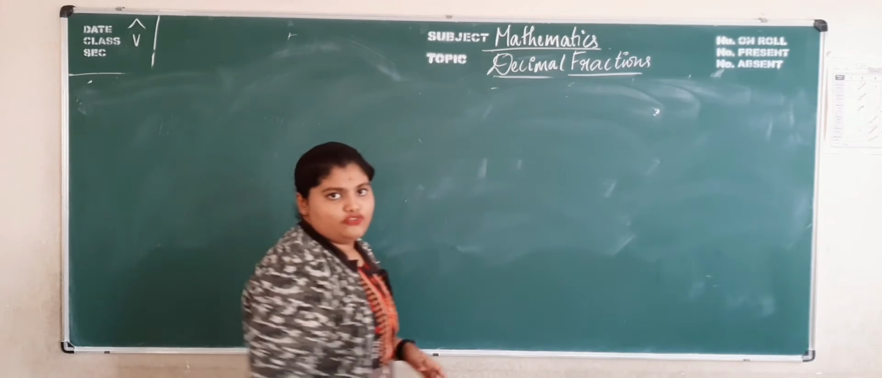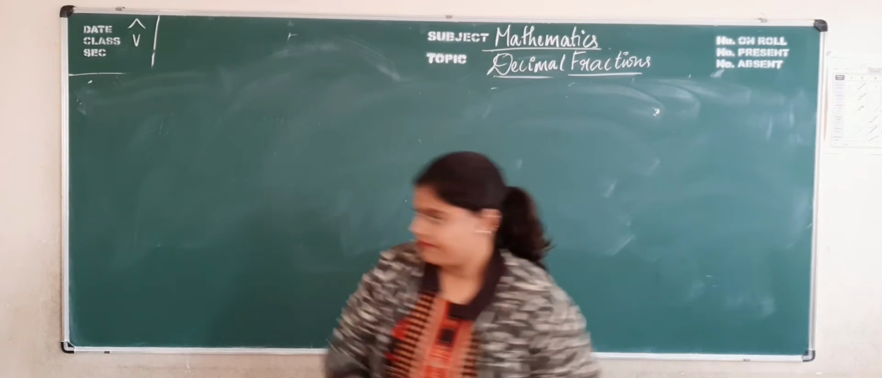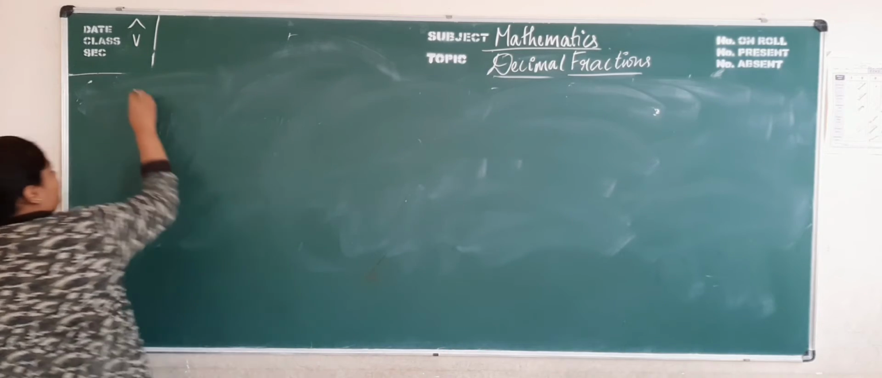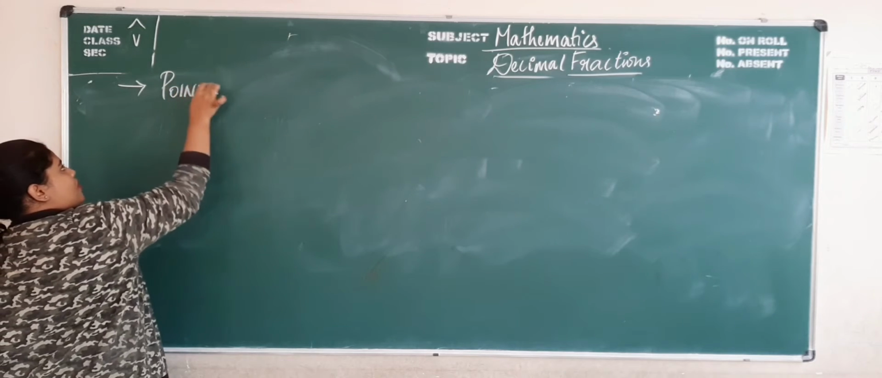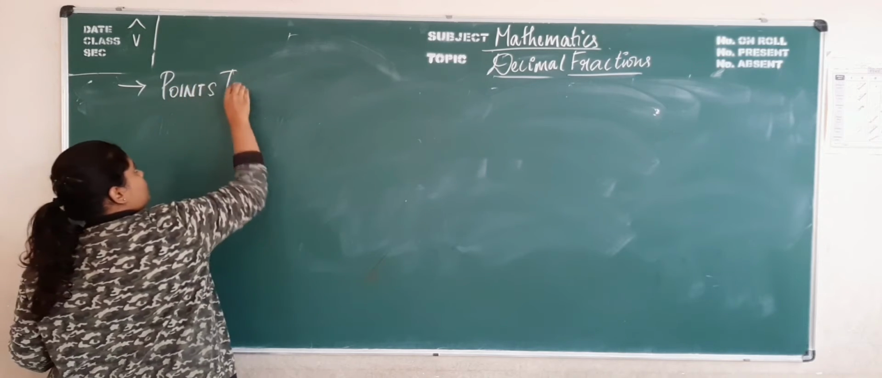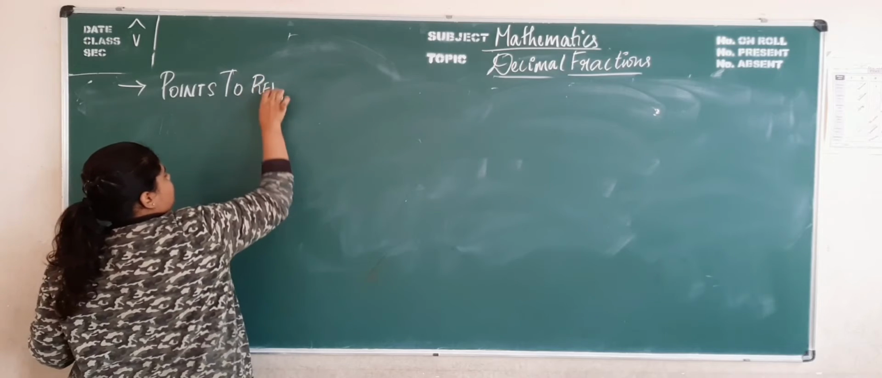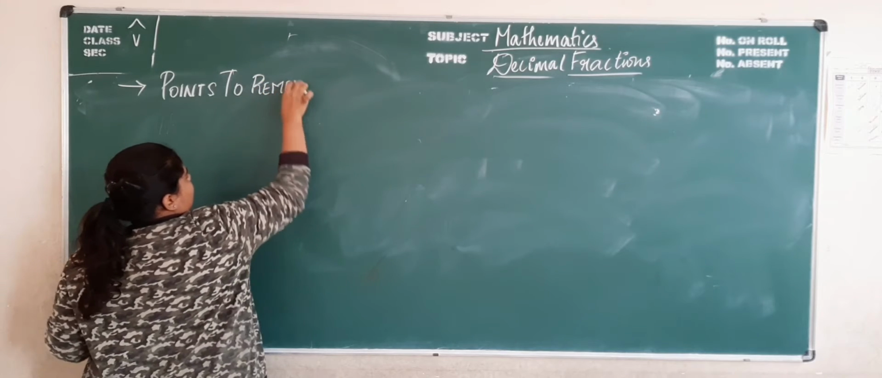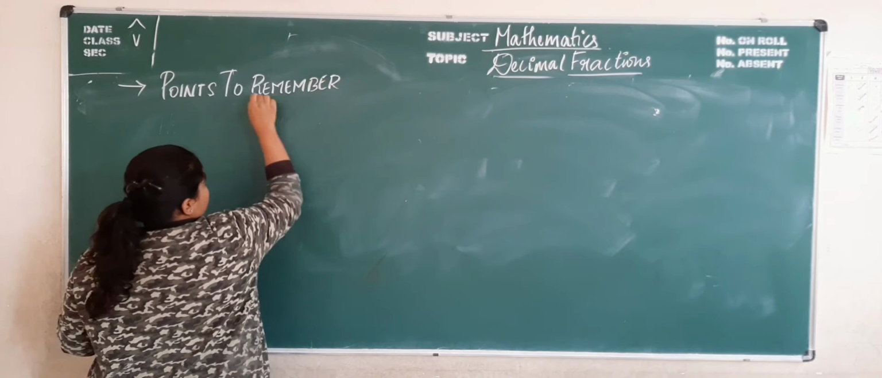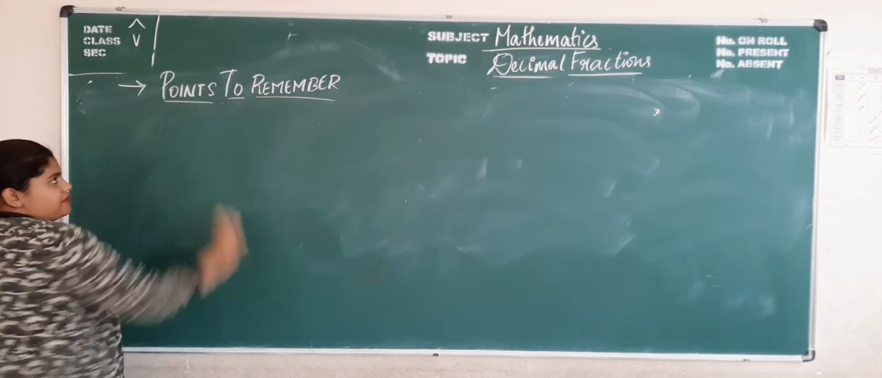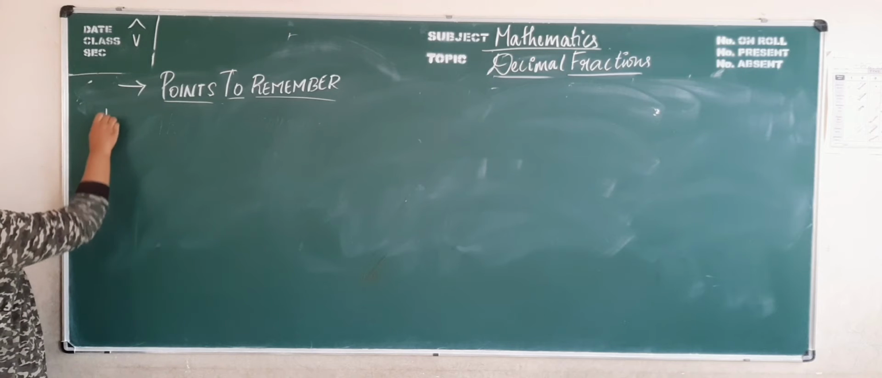Okay. Write down a few points to remember. Points to remember. Write in your class books. New chapter is decimal fractions. Points to remember. So first point.